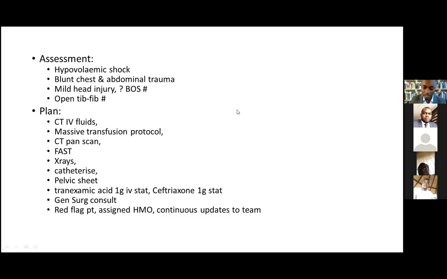Okay, that's a good answer. Further to that, do you have any literature at hand which supports the use of tranexamic acid?